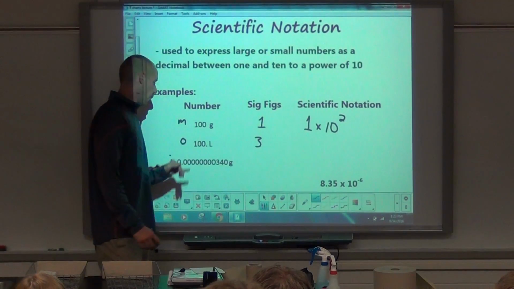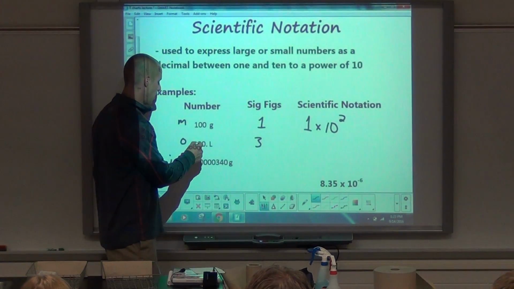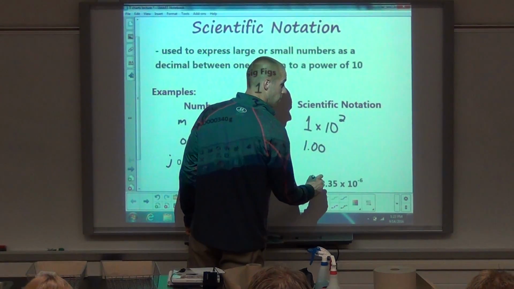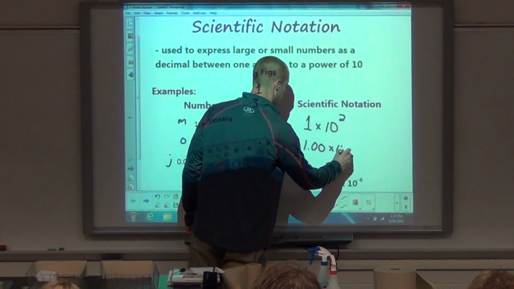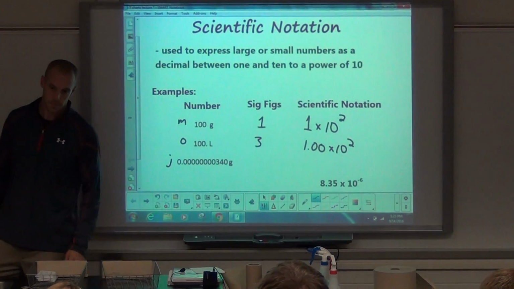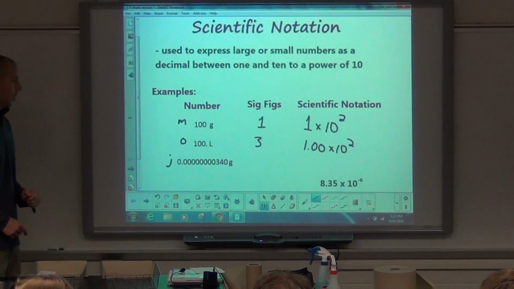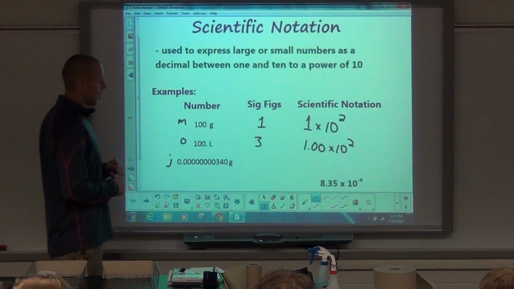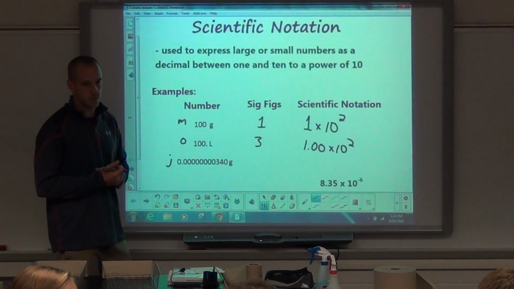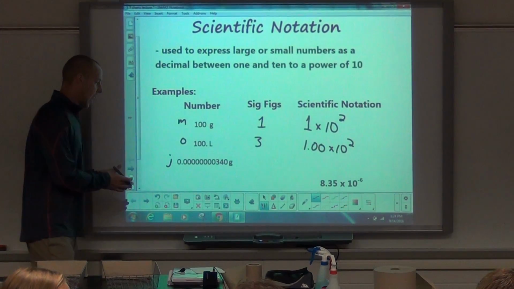That's the difference. So now, same thing, we move the decimal place twice. We need to write 1.00 times 10 to the second. It's 1.00 because we need 3 sig figs in our scientific notation. Okay, moving on to J.